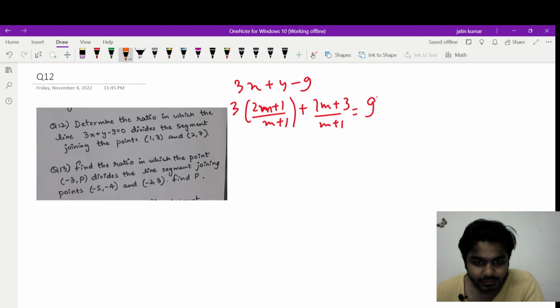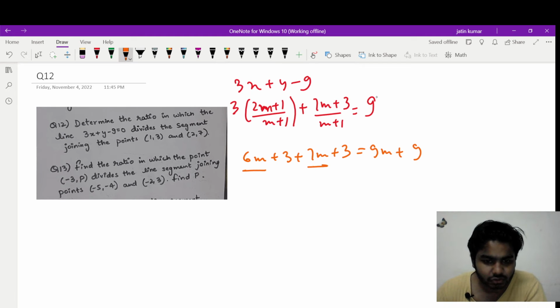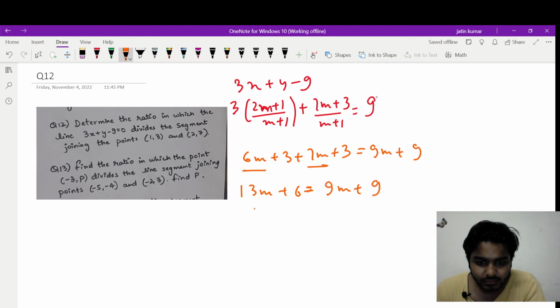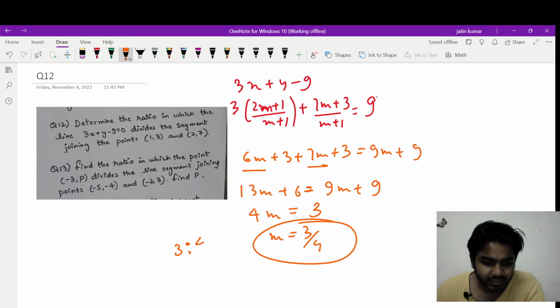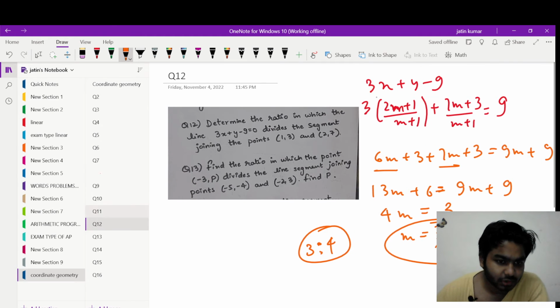So 6m plus 3 plus 7m plus 3 is equal to 9m plus 9, right? So 13m plus 6 is equal to 9m plus 9, so 4m is equal to 3, so m will be 3 by 4. So the ratio is 3:4. We have determined the ratio. Now we will move on to question number 13.